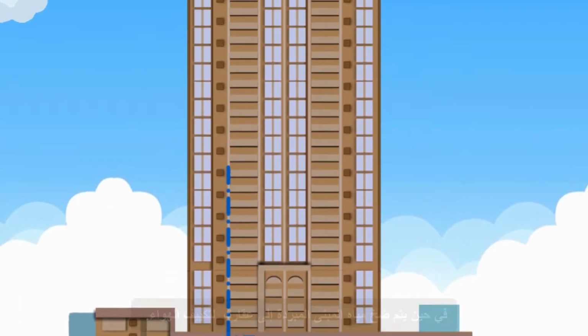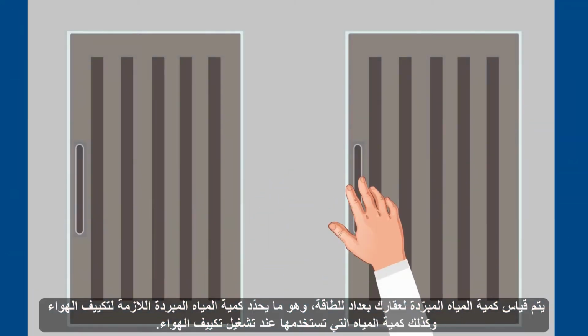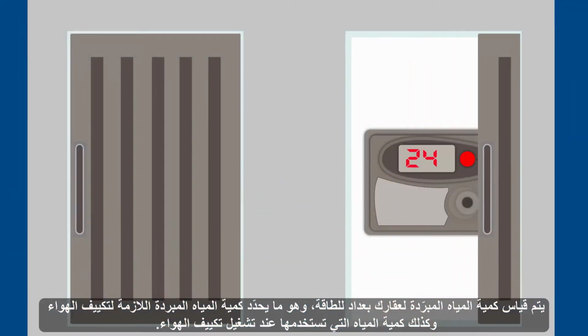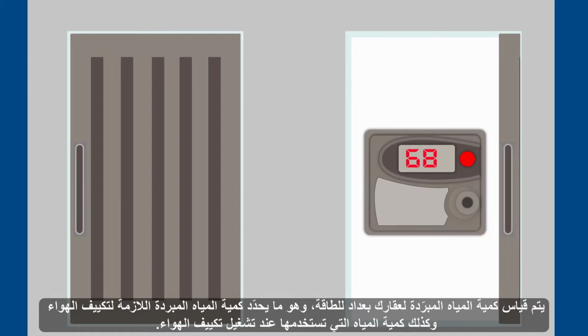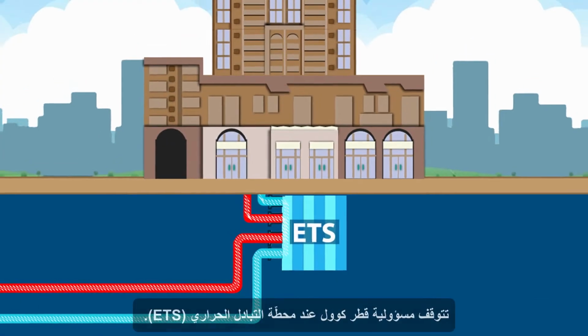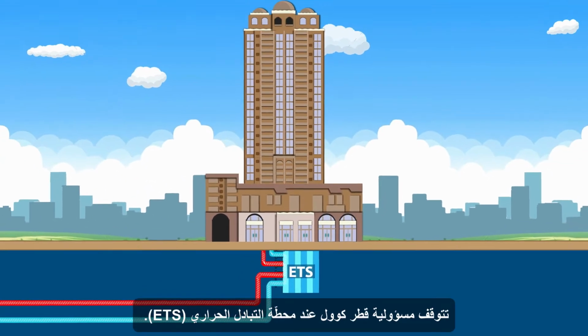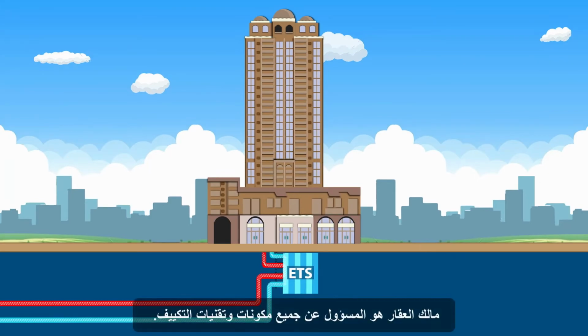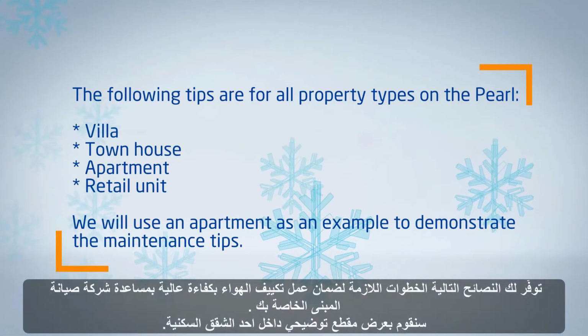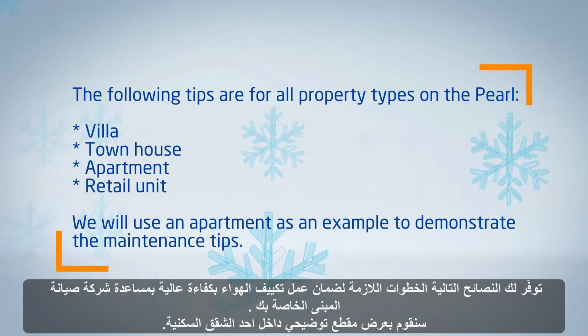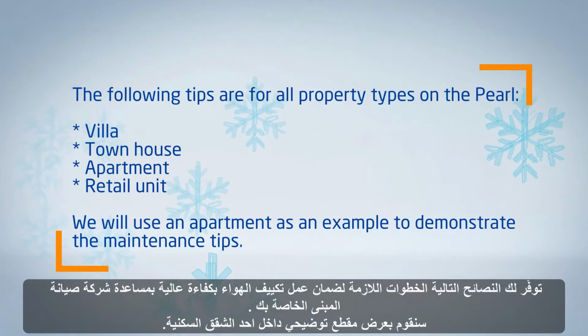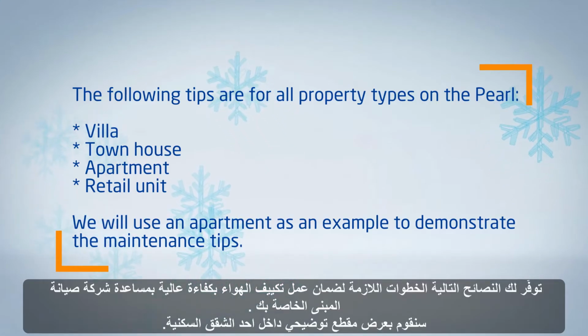your air conditioning. The amount of chilled water for your property is recorded in a meter, which accounts how much chilled water is needed for your AC, as well as how much water you use when you turn on the AC. Qatar Cool's responsibility stops at the ETS. All AC-related technologies within your property are maintained and owned by the property owner. The following tips will help you keep your AC system functioning effectively with the help from your building's maintenance company.